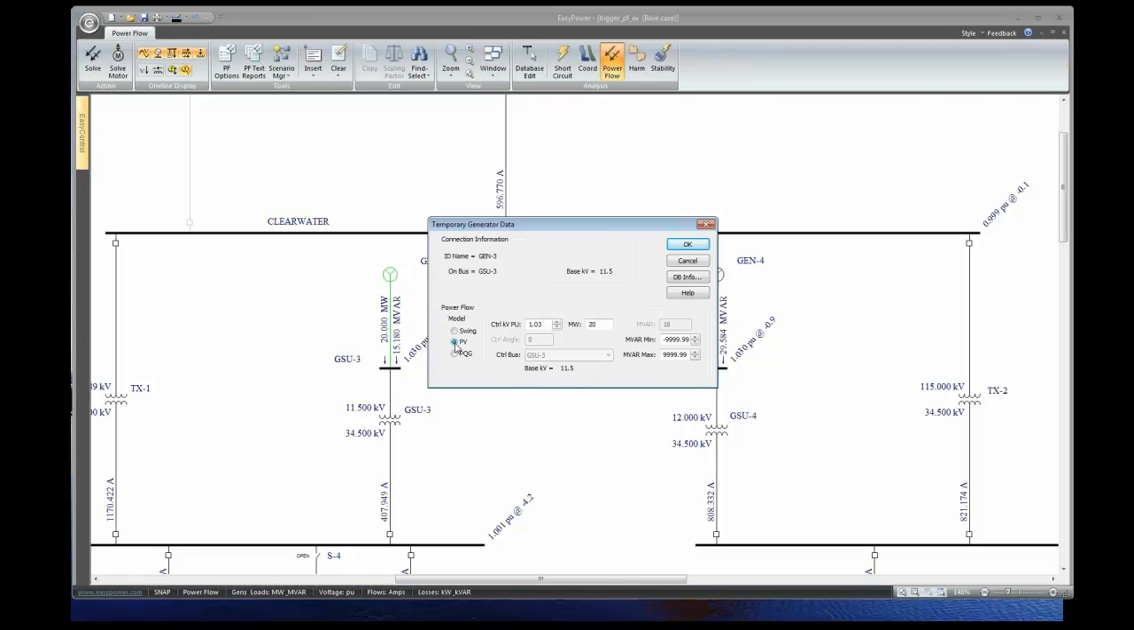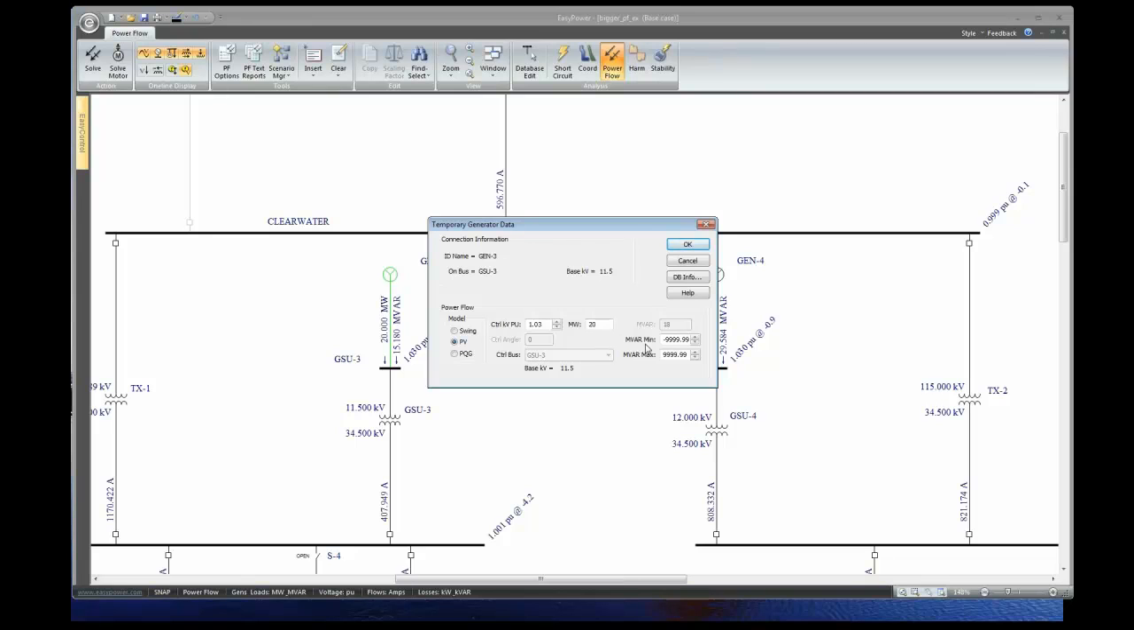So the default's going to be PV, which stands for constant power and a constant voltage. So basically, I'm telling it I'm going to run at 20 megawatts, and I'm setting a desired voltage, and it's going to be at this particular bus. So what's going to happen is the Power Flow program is going to adjust the VAR flow to maintain this voltage.